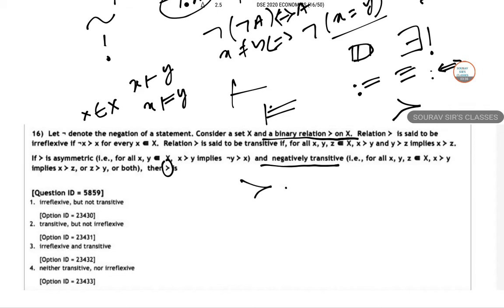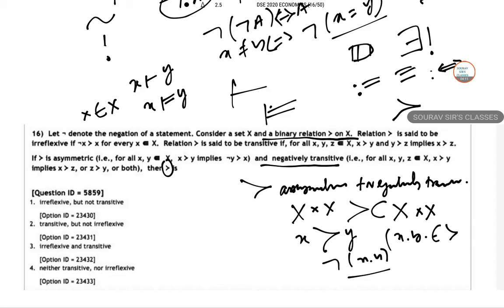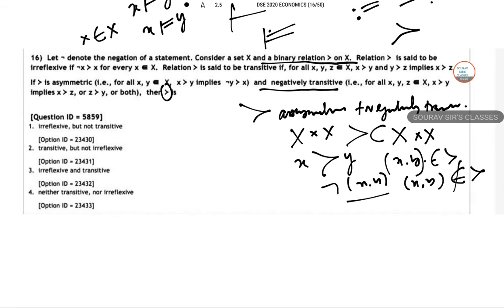So this is asymmetric and negatively transitive. We need to check if it is irreflexive and transitive. The binary relation is a subset of X cross X. That is to say, there is an element y which belongs to this, and negation of xy is the same as x and y does not belong to this. So first let's prove that this is irreflexive.